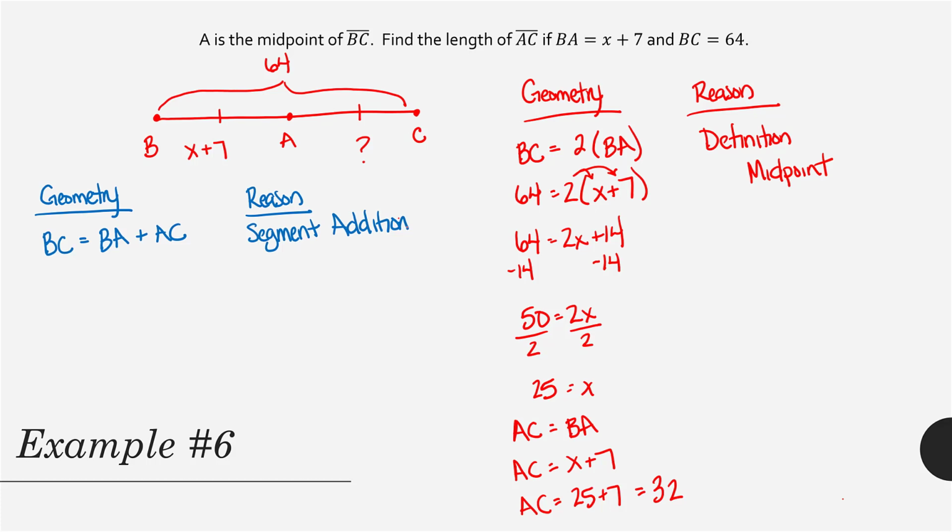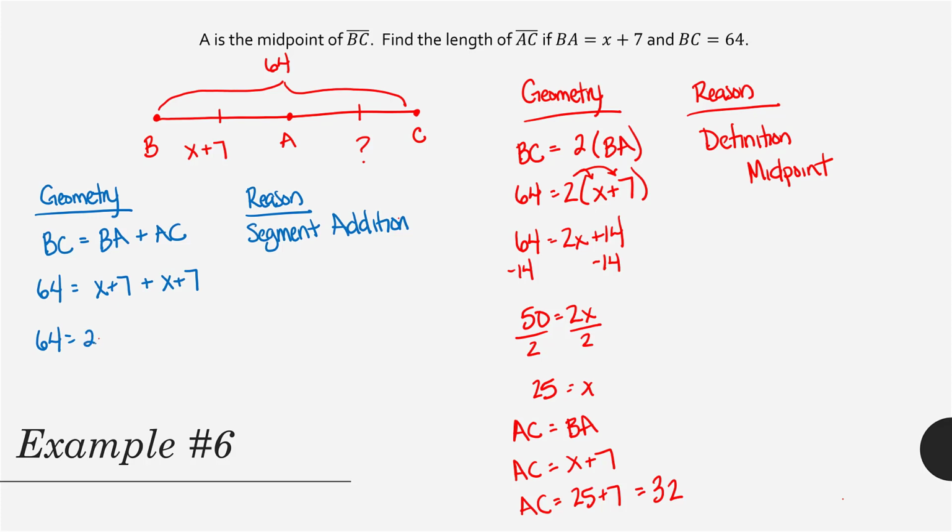If you're multiplying by 2, that's going to be your midpoint definition. Or if you're just setting two small segments equal to each other. But in this case, we're adding them. So now we can say that BC is 64, BA is x plus 7, and then AC, in our diagram, we have those marked as congruent, so x plus 7 again. And now you can go ahead and solve for x.